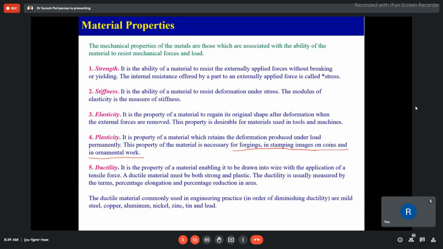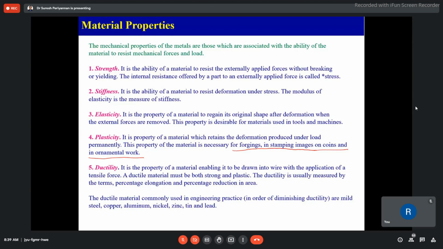Ductility, you know, right? This is a property of a material that enables it to be drawn into wires. You might have studied wire drawing. With the help of ductile behavior, the material can easily be drawn in the form of wire. While deforming it into wire, the tensile force plays a very important role. How do we measure ductility? With the help of percentage of elongation and percentage of reduction in area. Based on that, we find whether the material is ductile or not.